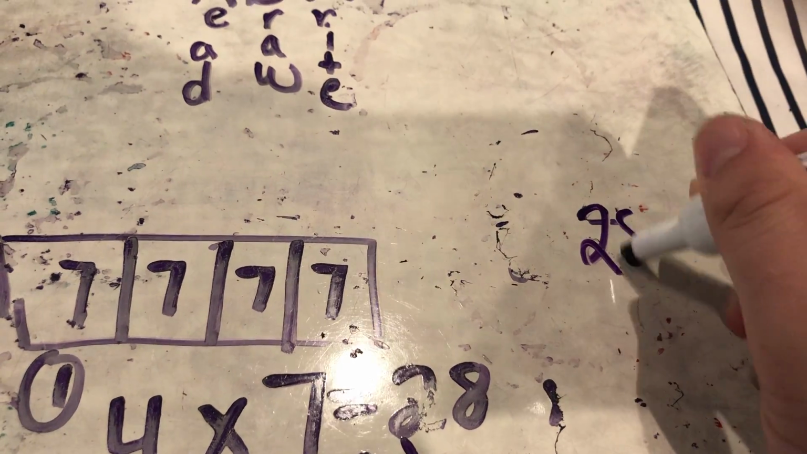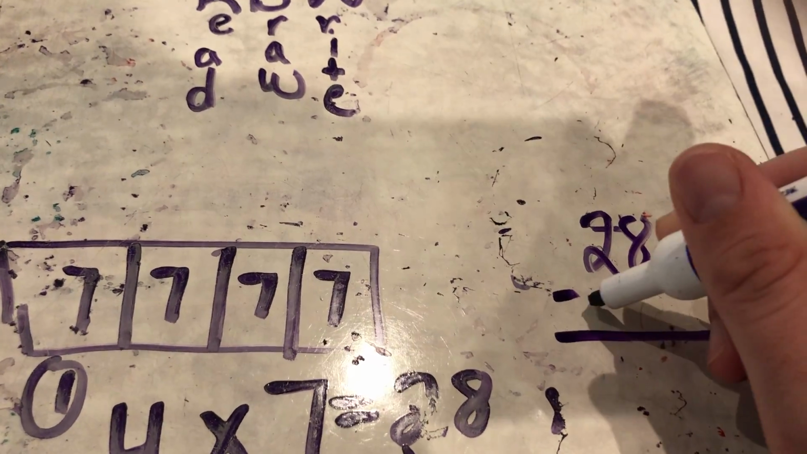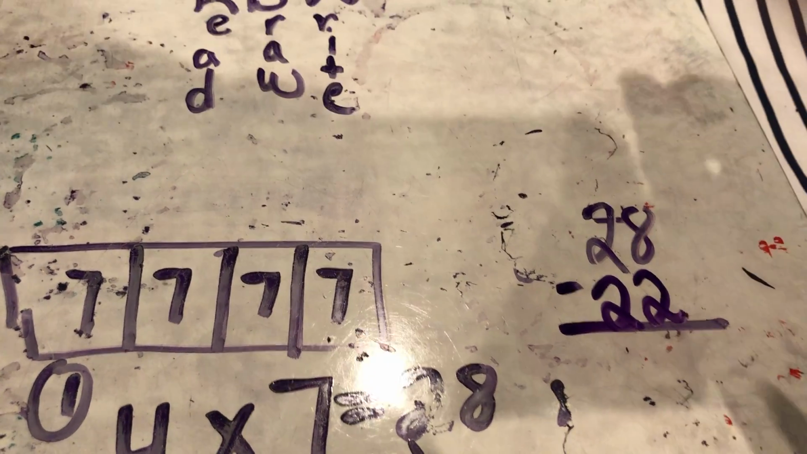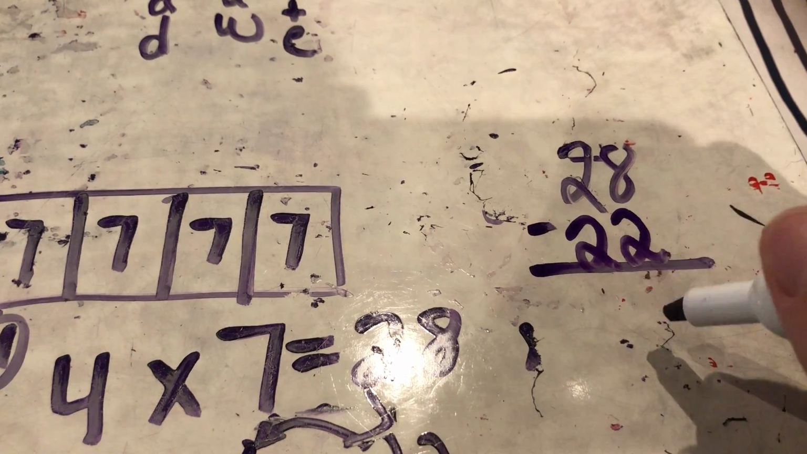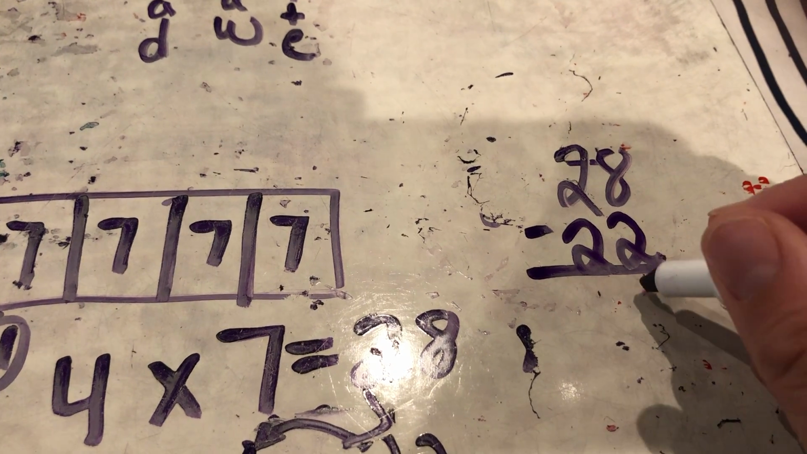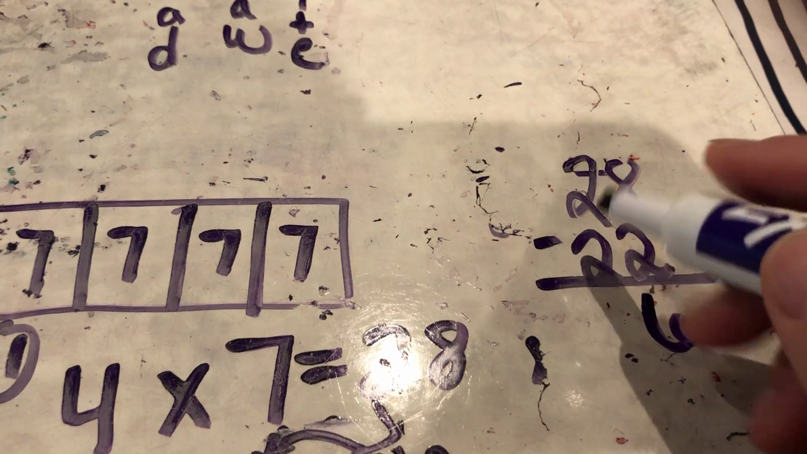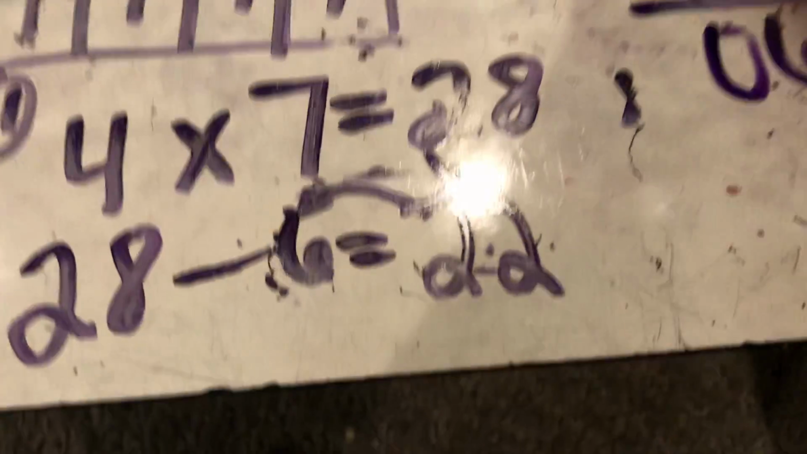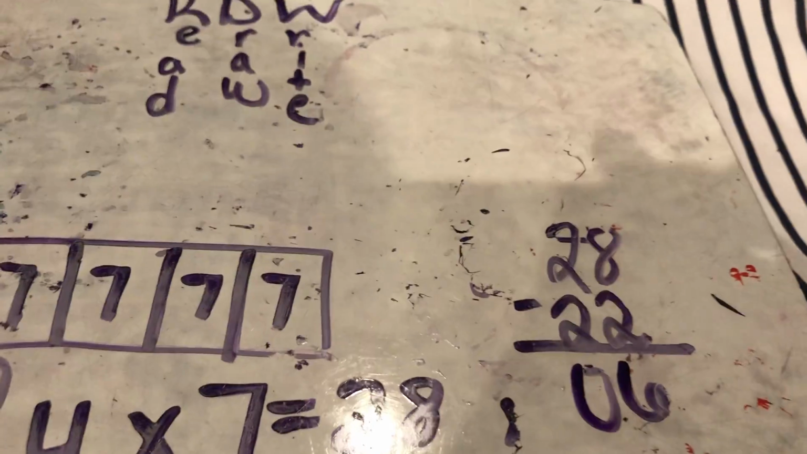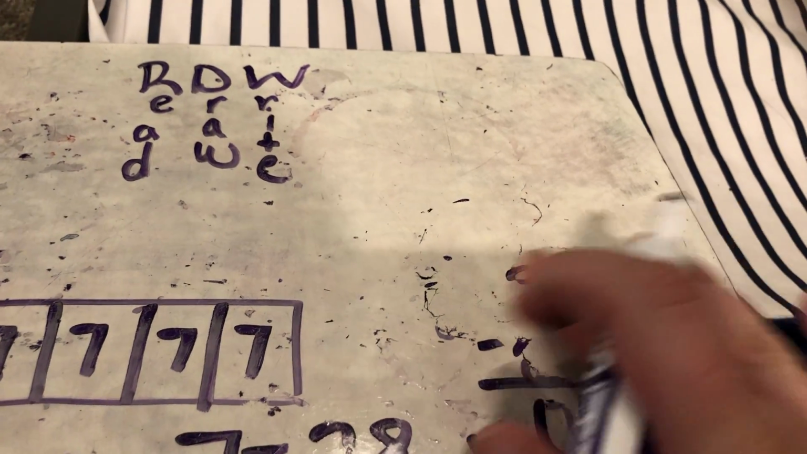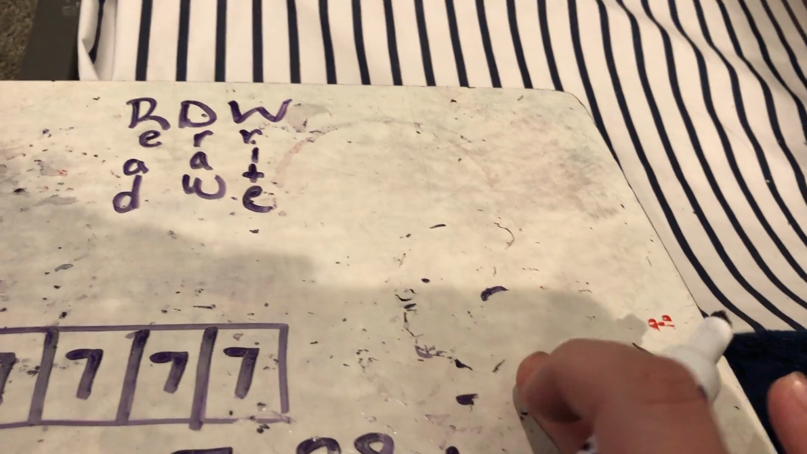So I have 28 markers. If I have 22 students, okay, so that means she gave 22 markers away. 8 take away 2 is 6. 2 take away 2 is 0. Did I get 6? I did. Okay, so I got the right answer. So there's 22 students in Miss Leanto's class.